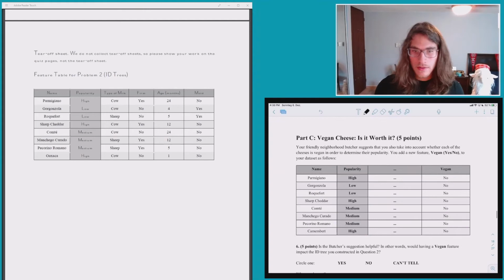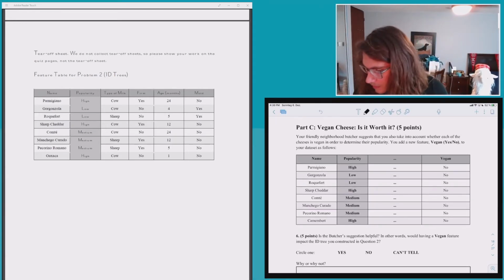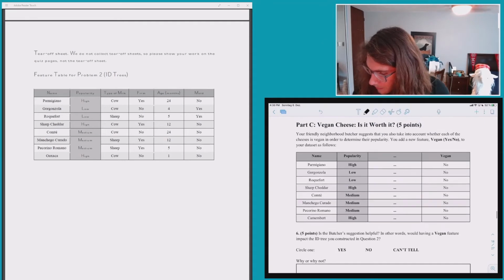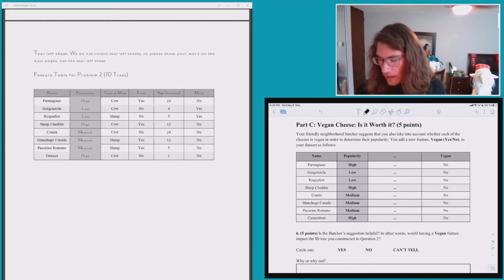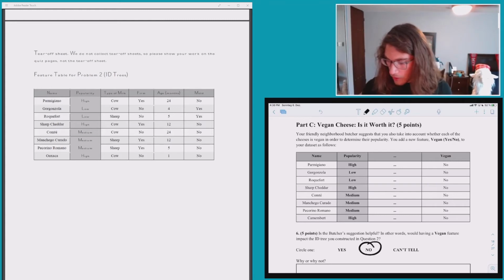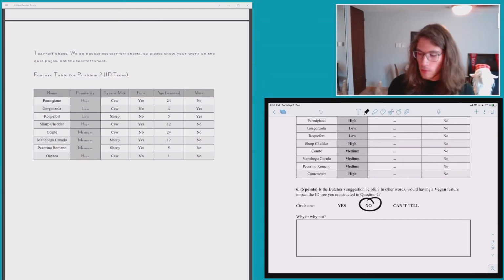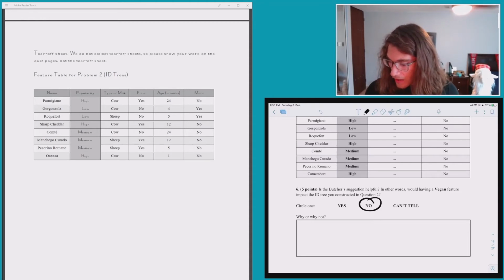Okay, and I believe this might be the last question of this part of the ID trees. Assuming you've read it already, we're given a new feature, vegan, and we're asked whether it's useful basically, or whether it would change anything. And I think the answer, we can see it almost reading off the table. No, and the reason is, let's say I added a new vegan test. It would look like this.